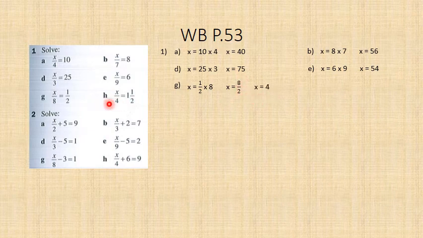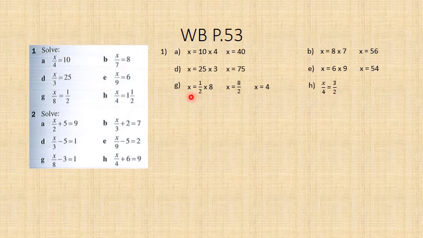The same idea goes for question H. I have here x over 4 equals 1.5. So first, before we start to solve, I need to change this number, the mixed number, into an improper fraction. So I will make it 1 times 2, which equals 2, plus 1 equals 3 over the same denominator, which is 2. So x over 4 equals 3 over 2.